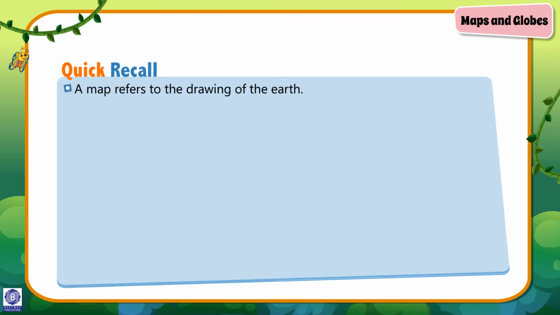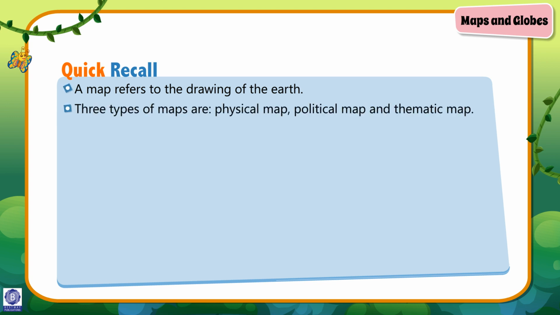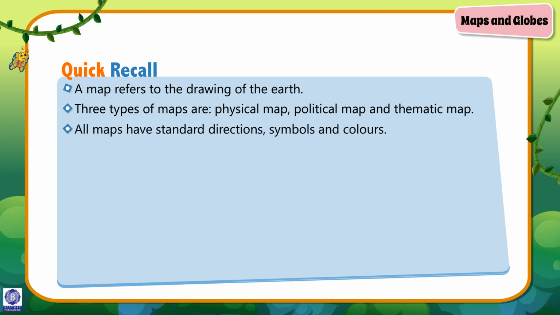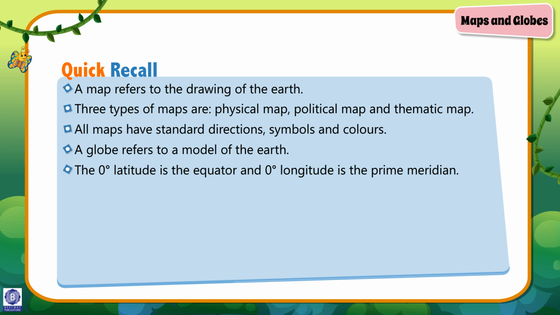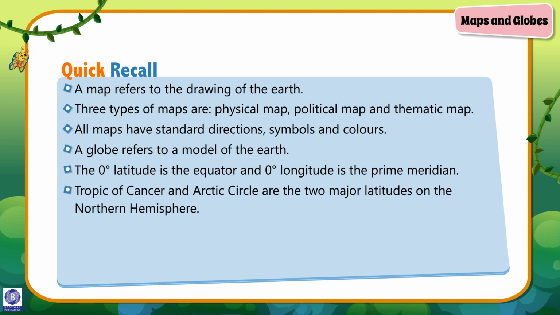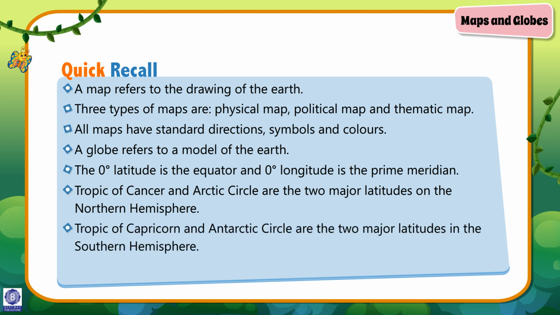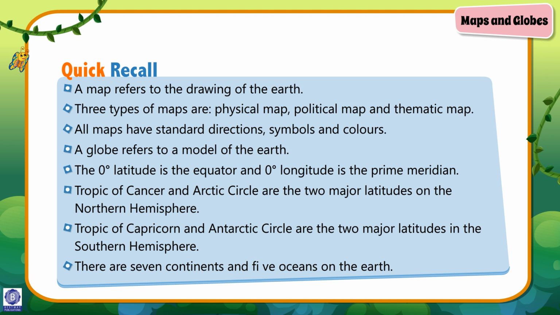Quick recall. A map refers to the drawing of the Earth. 3 types of maps are physical map, political map, and thematic map. All maps have standard directions, symbols, and colors. A globe refers to a model of the Earth. The 0 degree latitude is the equator and 0 degree longitude is the prime meridian. Tropic of Cancer and Arctic Circle are the 2 major latitudes in the northern hemisphere. Tropic of Capricorn and Antarctic Circle are the 2 major latitudes in the southern hemisphere. There are 7 continents and 5 oceans on the Earth.